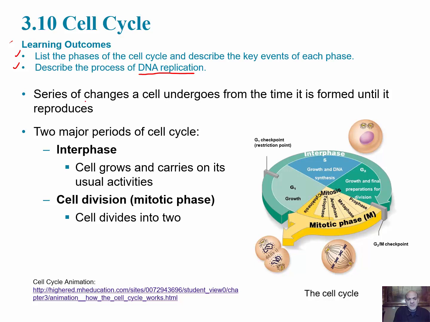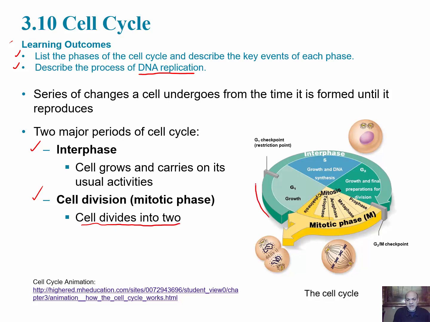So the cell cycle itself is a series of changes a cell undergoes from the time it is formed until it reproduces. There are going to be two major periods of the cycle. There is going to be interphase, and during this phase the cell grows and carries on its usual activities, and then the mitotic phase, where the cell divides into two new cells or two daughter cells.